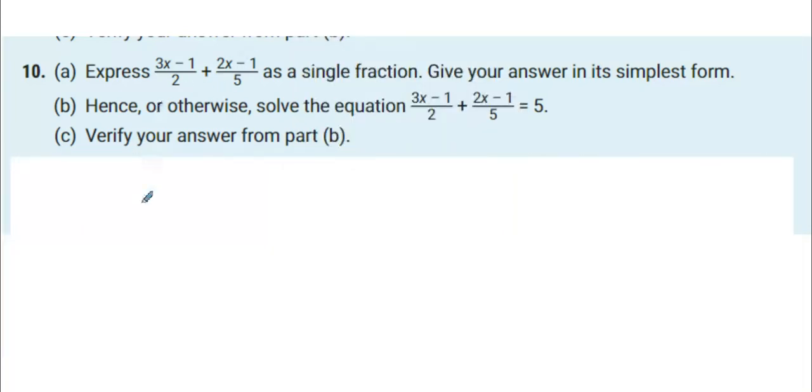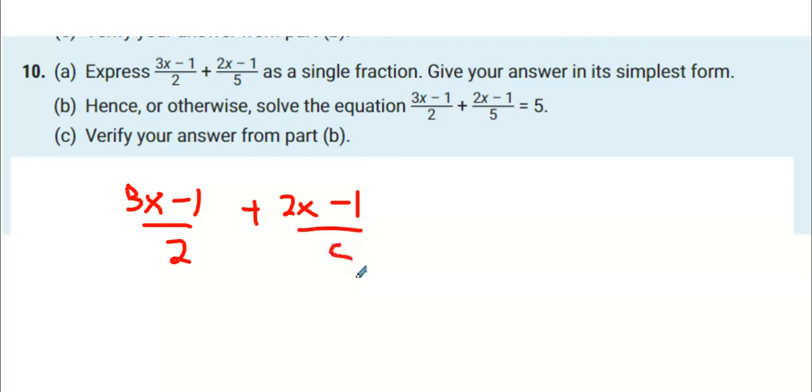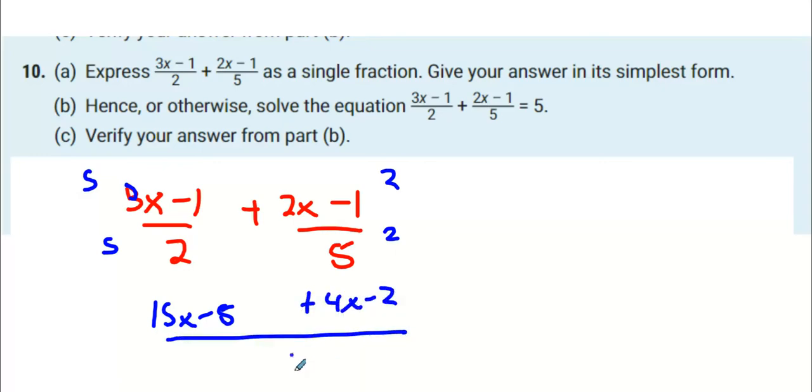Express as a single fraction. Now, what's the common denominator? You've been doing this since the start. What's the common denominator between 5 and 2? 10. So multiply this by 5 and multiply this one by 2. 15x take 5 plus 4x take 2 all over 10. Finish it off. What do we get? 19x minus 7 all over 10.